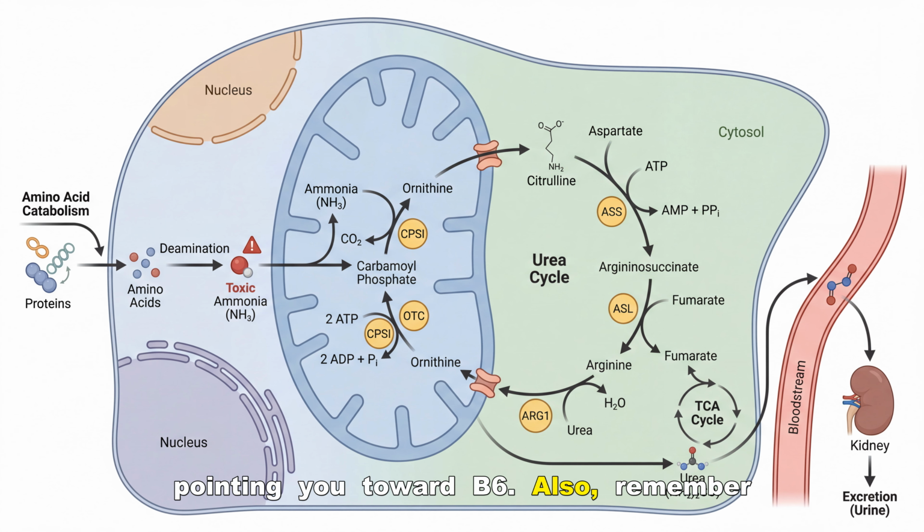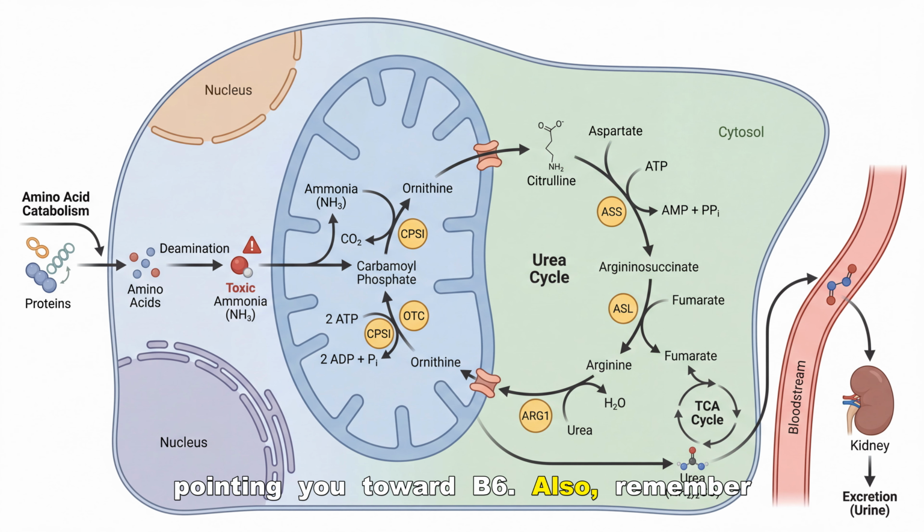Also, remember the connection to the citric acid cycle. The carbon skeletons left behind after transamination can enter energy pathways, linking amino acid metabolism to overall energy production. The urea cycle converts toxic ammonia into urea for safe excretion.